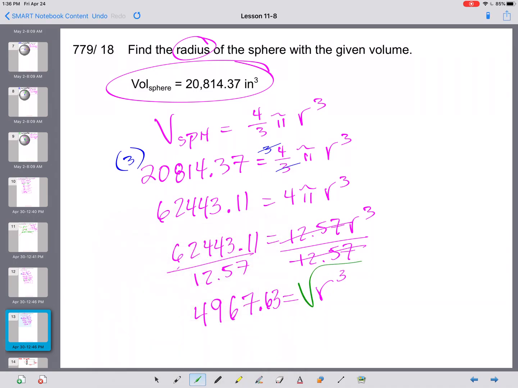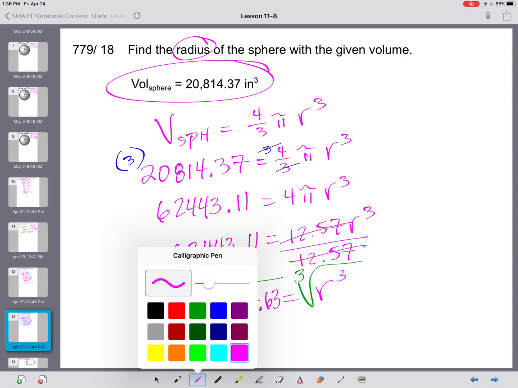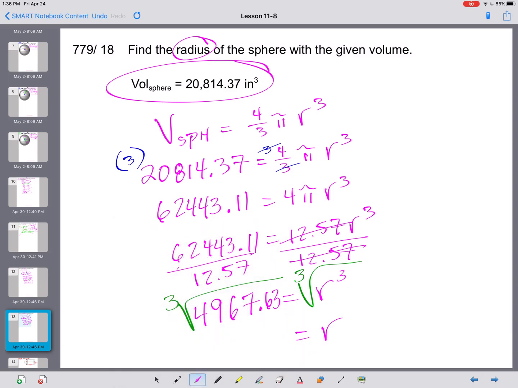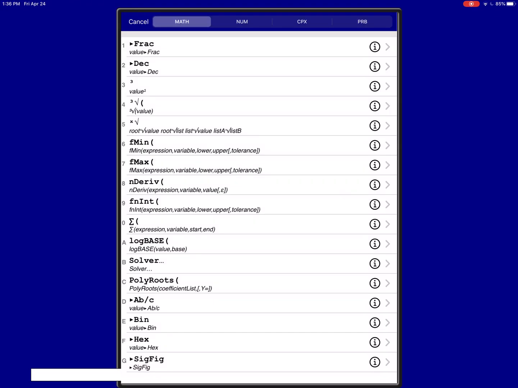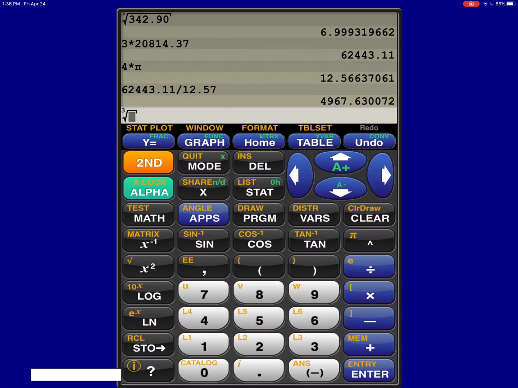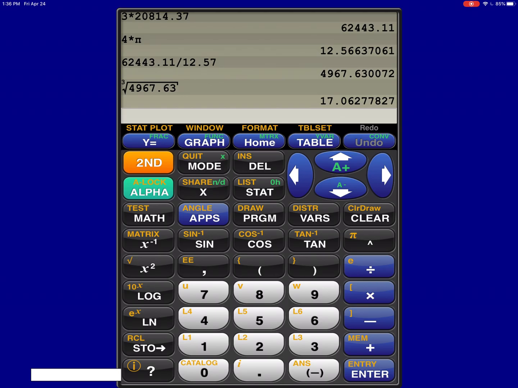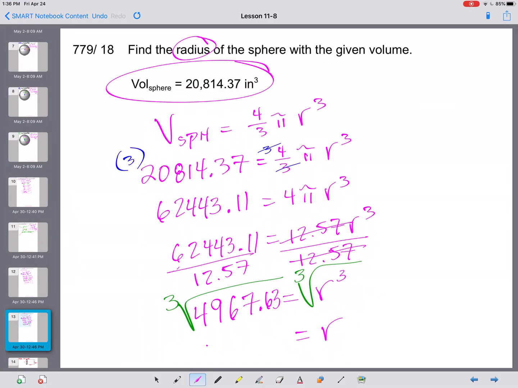Yeah, the cube root. Let's do it right here. Here we go. Our radius. Let's do the cube root of that number. Okay, I go to my math. I go to cube root of 4967.63. Yeah, there it is. 17.06. We can go with that. This time, the units would be just inches. There it is on problem 18.